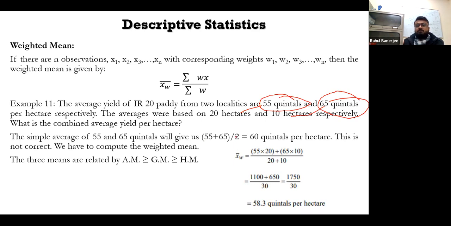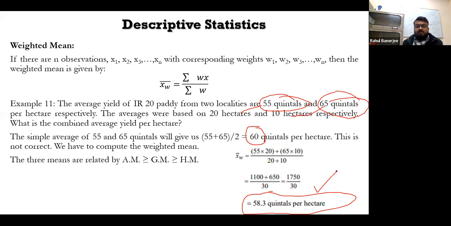So we add certain weights to it. It is 55 into 20 plus 65 into 10, divided by 20 plus 10. This gives us 58.3 quintals per hectare. The difference is that here we are considering the size of the land from which the yield has come. This is known as the weighted average, and for realistic purposes it is much more valid and much more used as compared to the simple average.